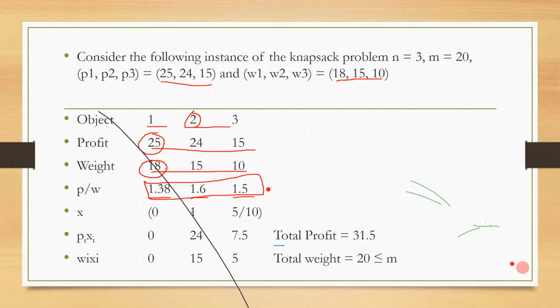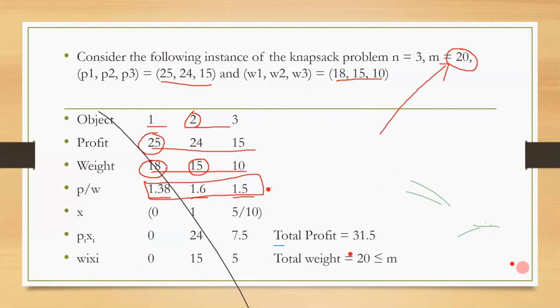The next step. Since you are considering object number 2, the next thing you have to do is decide what portion of it has to be included, whether to consider it full or a fraction. So look at the weight of that. What is the weight of object number 2? It is 15. And the size of the knapsack is 20.